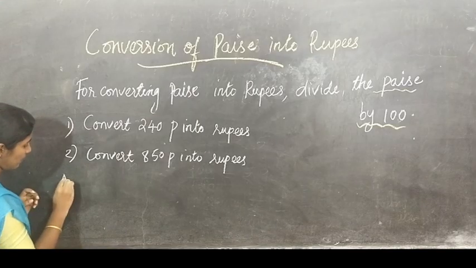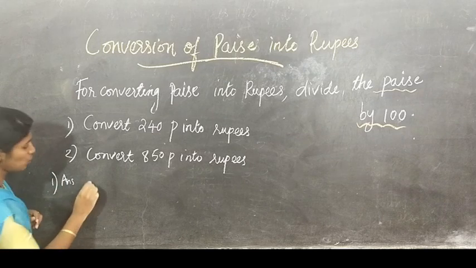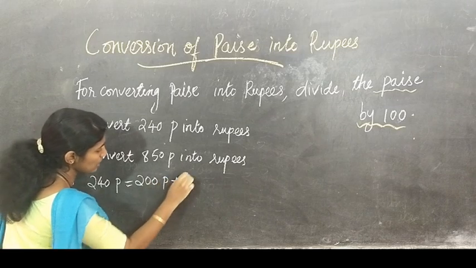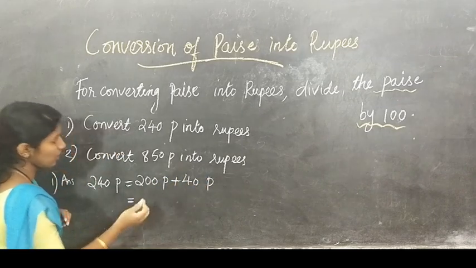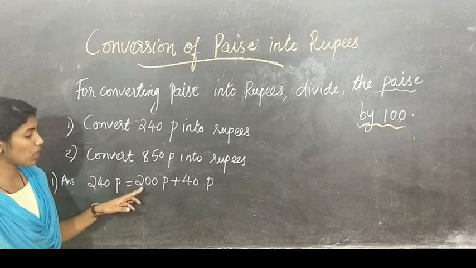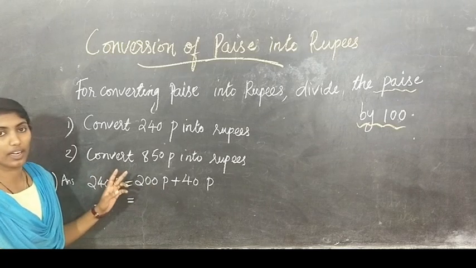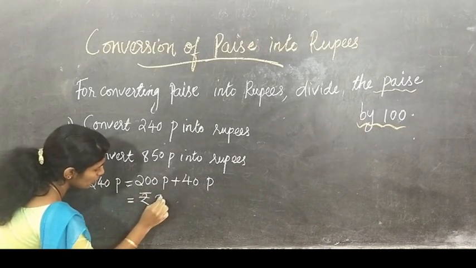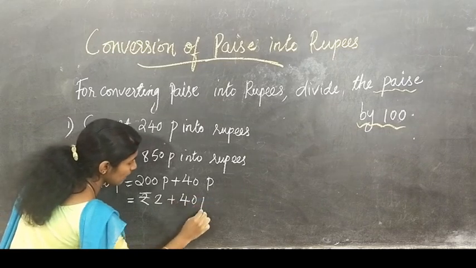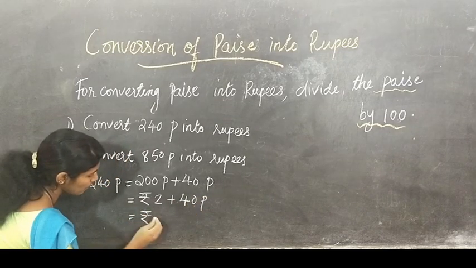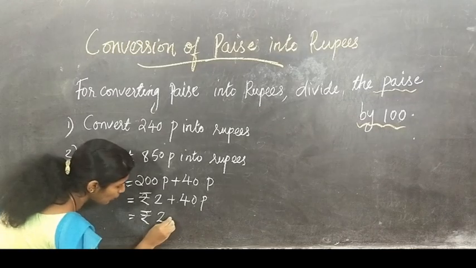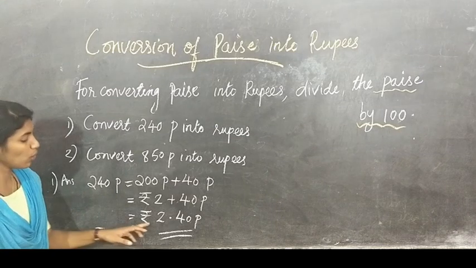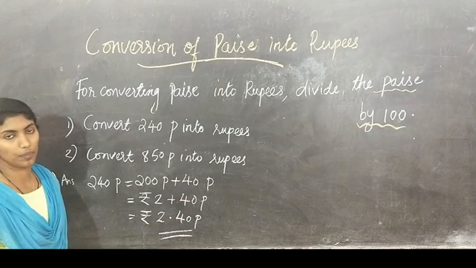So first one answer. 240 paisa can be written as 200 paisa plus 40 paisa. Then we have to convert into rupees. So 200 paisa can be converted into rupees by dividing by 100. That is 200 divided by 100 we will get rupees 2 plus 40 paisa. The last step, rupees 2. Instead of plus, we have to put one dot and 40 paisa. That is 240 paisa equal to rupees 2.40. Clear?